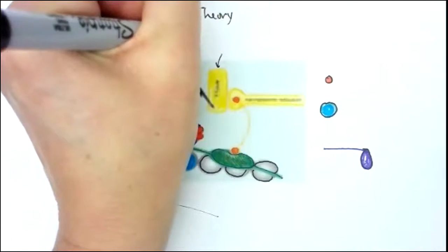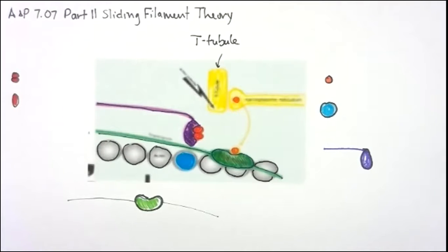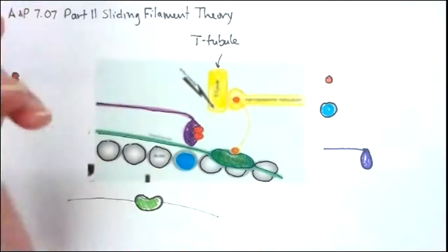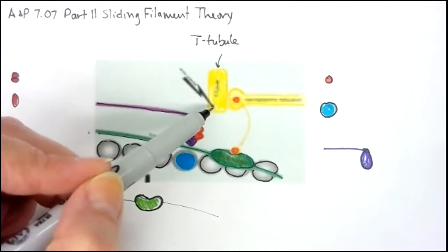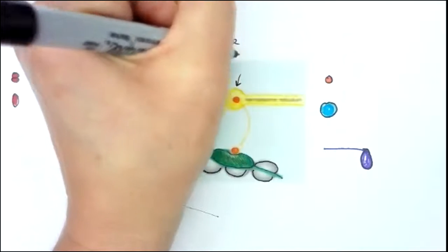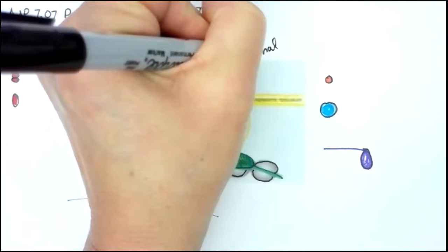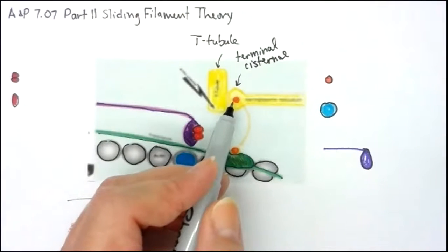So we left off, this is the T tubule. And we had said that when a nerve impulse gets to the axon, it releases neurotransmitter. It binds to receptors across on the other side of the synaptic cleft. Those receptors cause sodium to flow, and the sodium flows down into the membrane. And when it gets to the T tubules, this is the terminal cisternae, and the terminal cisternae releases calcium.